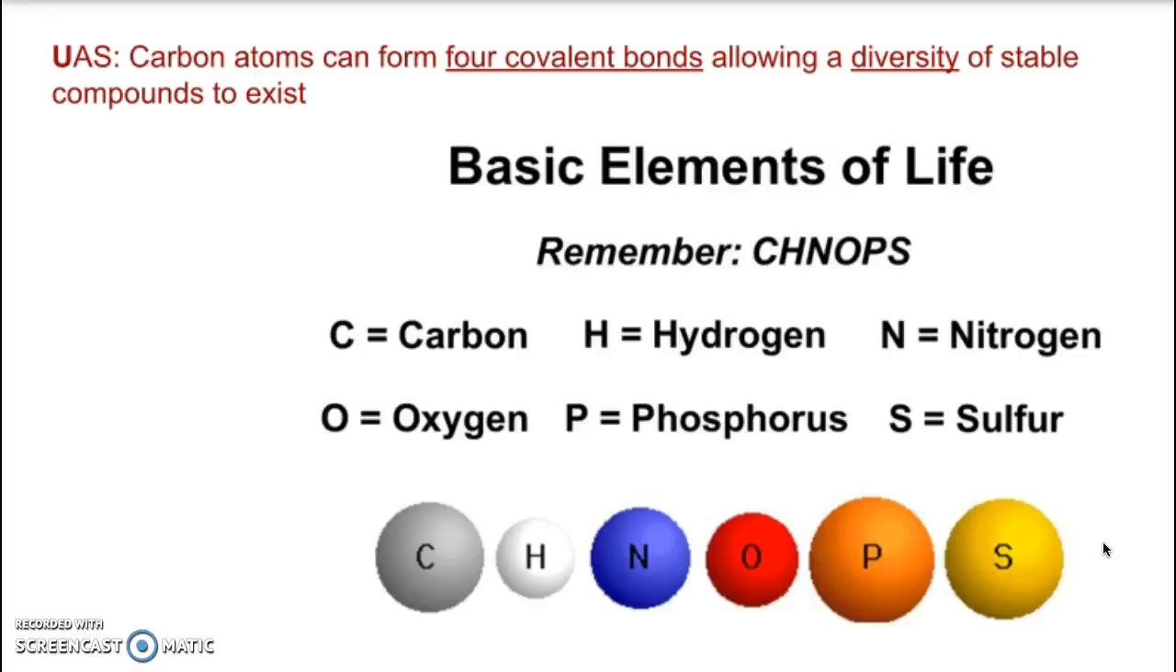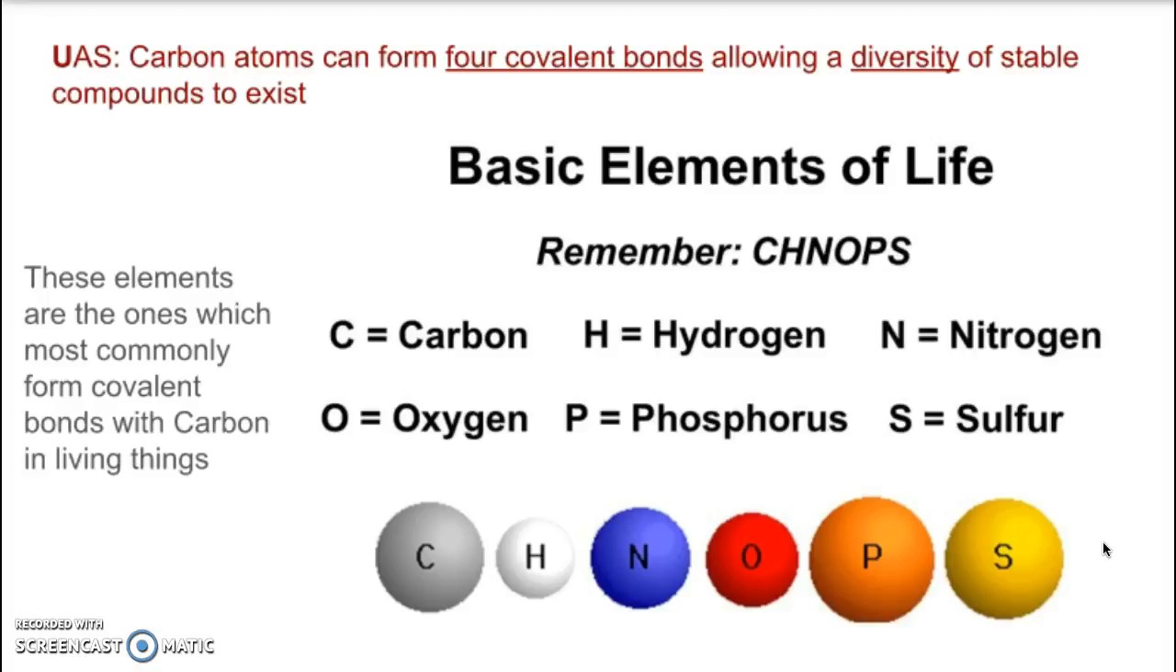Moving on from this, I just wanted to note the basic elements of life. I'd like you to remember these. We can see CHO particularly, very important for all of our biomolecules, but we can also see nitrogen, phosphorus, and sulfur. These elements are the ones which most commonly form covalent bonds with carbon in living things.